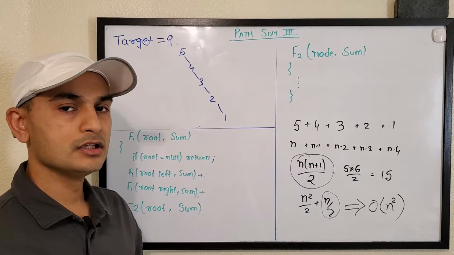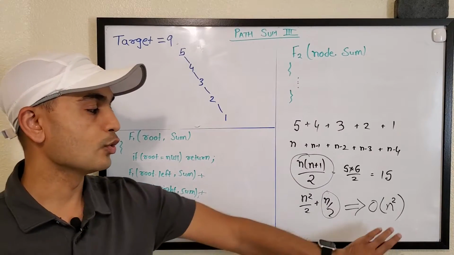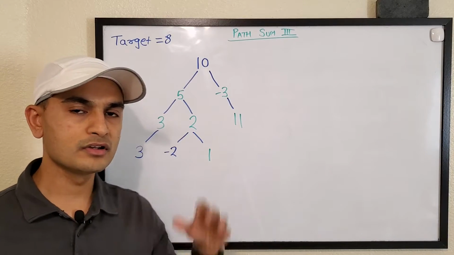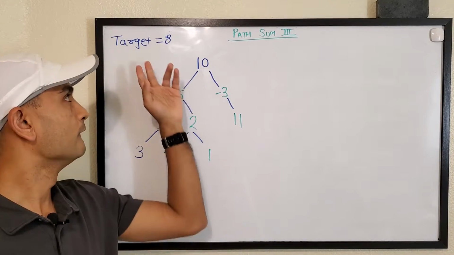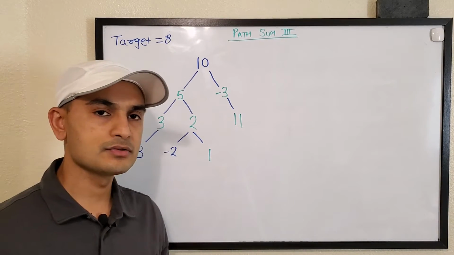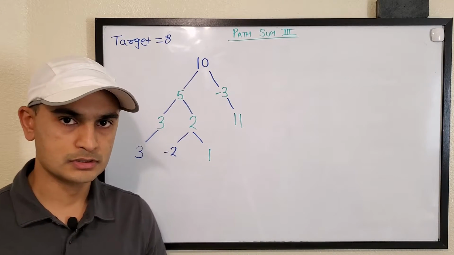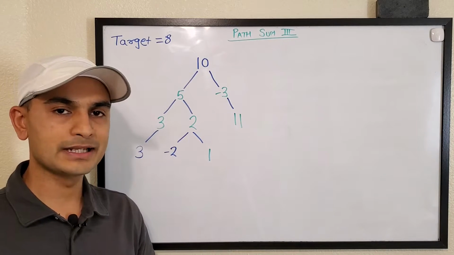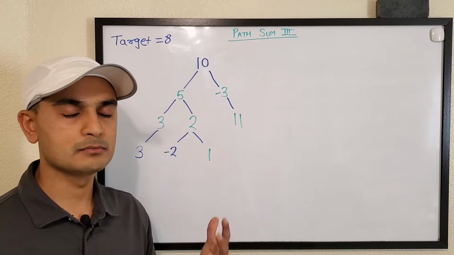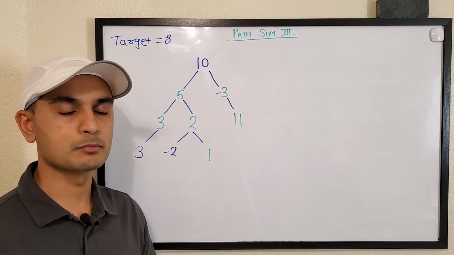We'll see if, using some additional storage, we can come up with an approach which takes O of n time. So let's do that. We go back to our original sample tree. Our actual target is 8, and we'll try to see if we can come up with an approach which is better than our previous approach. Over here we'll use a technique called prefix sum, but the name doesn't matter much. What really matters is how we can use it to solve this problem.